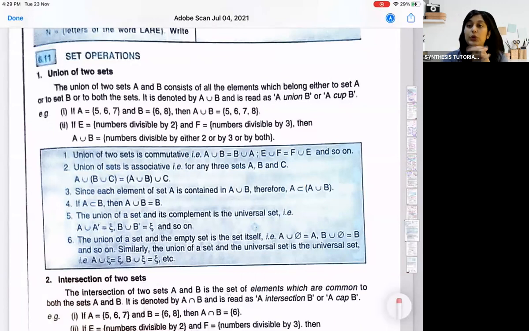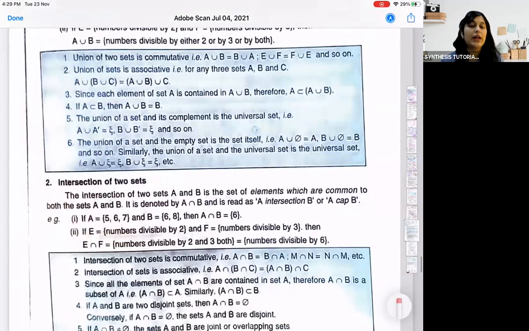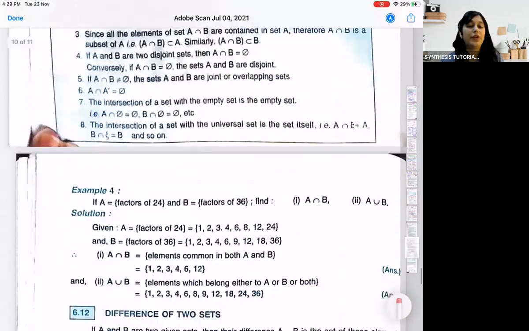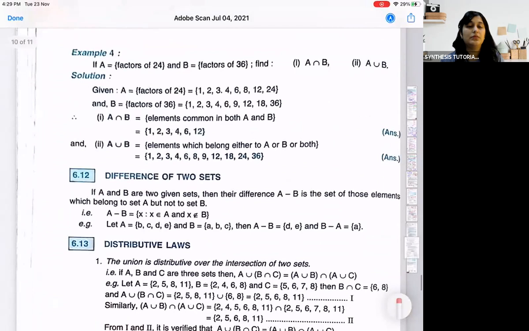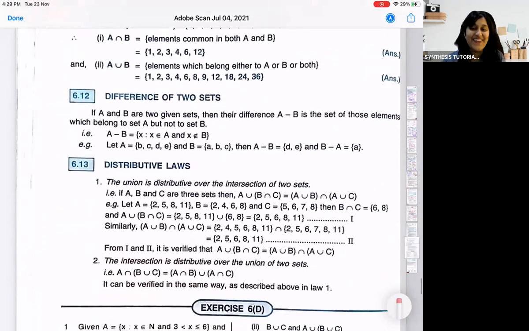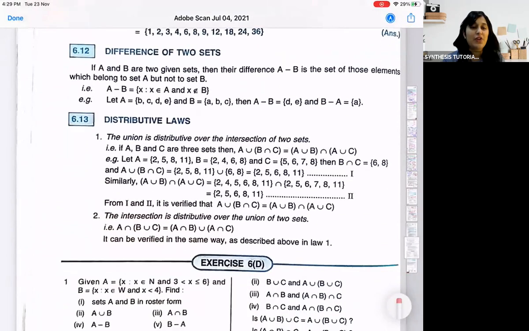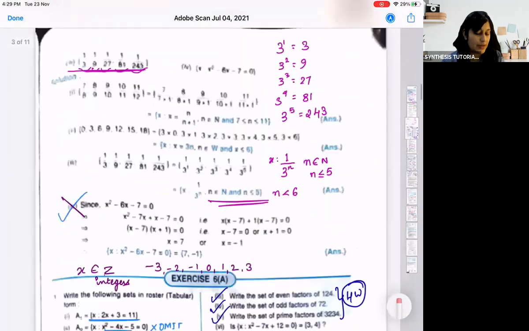One is called a union. Union means marriage. Intersection means only the common things. I'll come to it. And difference, I'll tell you what it means. Then distributive laws: there are one or two laws that we need to understand with regards to that as well.